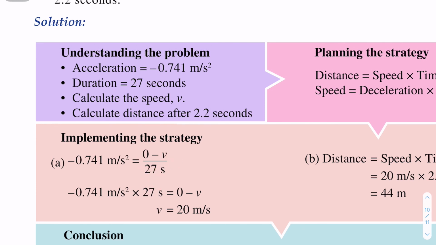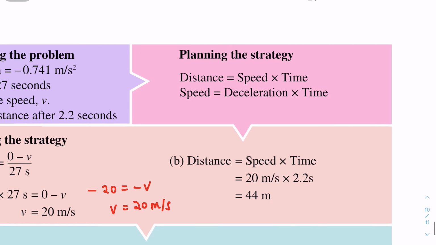Next, macam biasalah, 27 kita pindah sebelah jadi darab. Kita akan dapat negatif kan. So 0.741 times 27 will give us negative 20 is equal to negative V. So V is equal to 20 meter per second. Boleh? Okay, next.